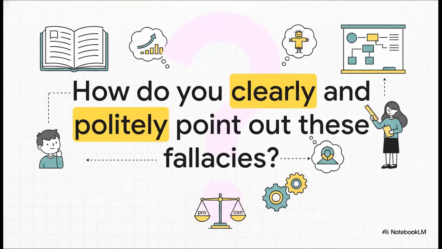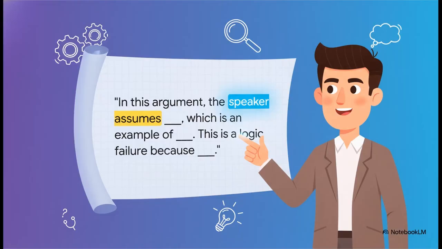Yeah, this really is the big question, isn't it? How do you point out a flaw in someone's logic without sounding like a jerk or starting a massive fight? How can you be critical of the idea but not the person? Well, there's a way. And here it is, the master template. It looks simple, but it is so powerful.